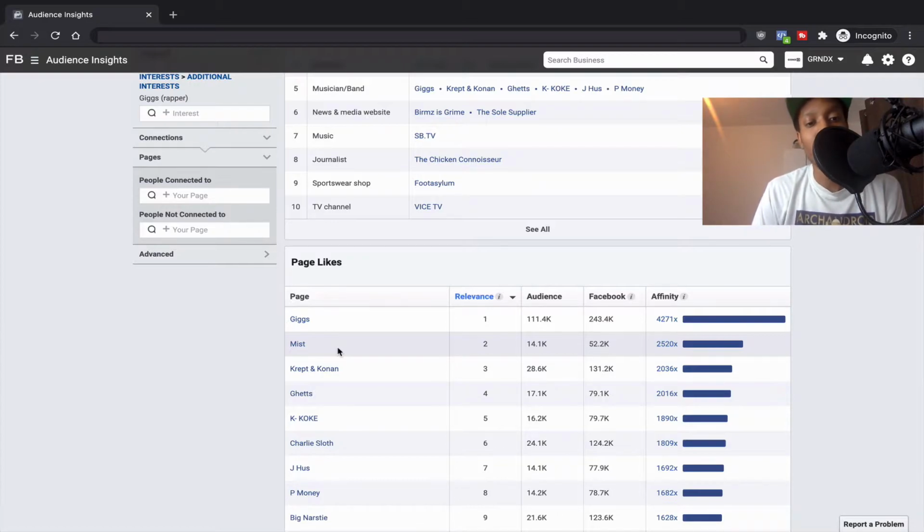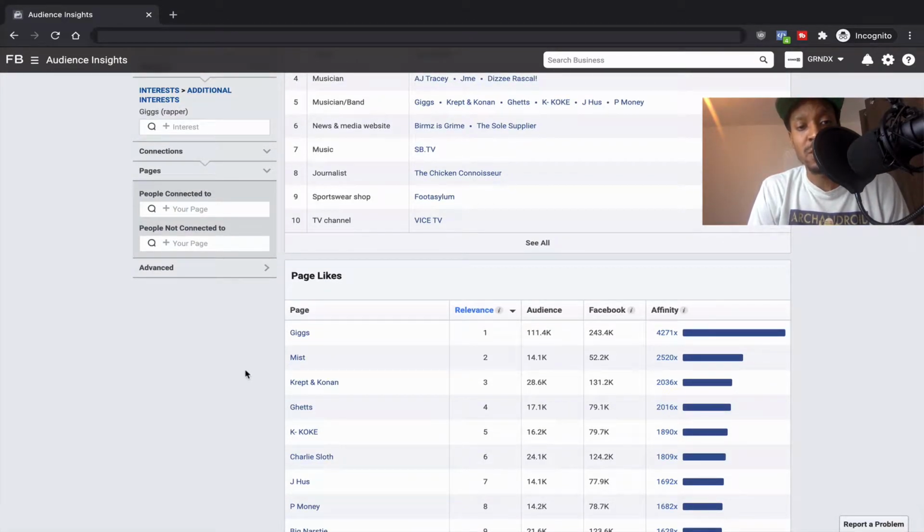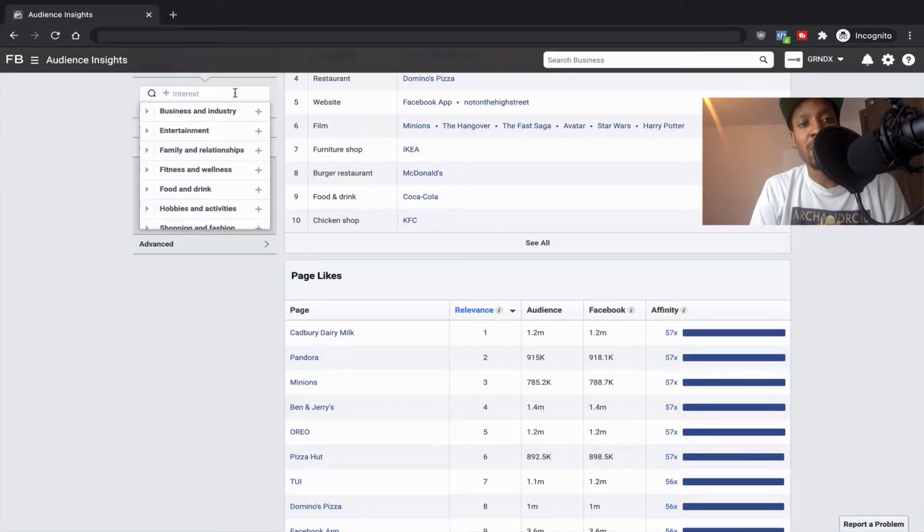After Mist, we then got Krypton Conan, and then we got Gets after that. So the process you would be going through here is pretty much you would jot down Gigs as your first target, and then you would jot down the top 5 other interests that pop up here. So you would have Mist, Krypton Conan, Gets, and K Coke. And what you would do is one by one, you would type them into here.